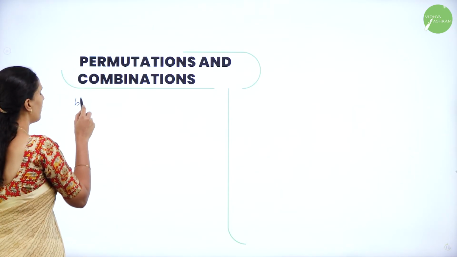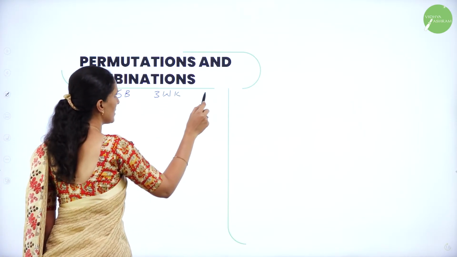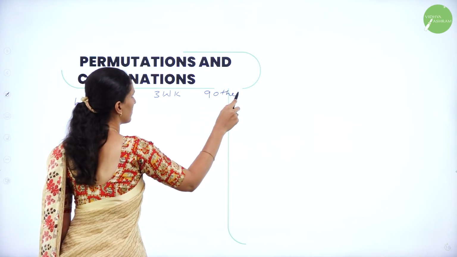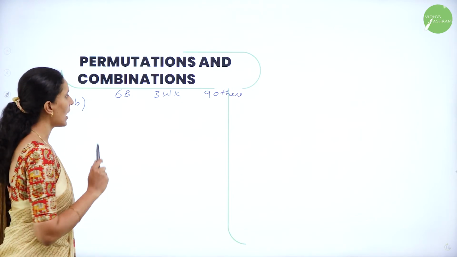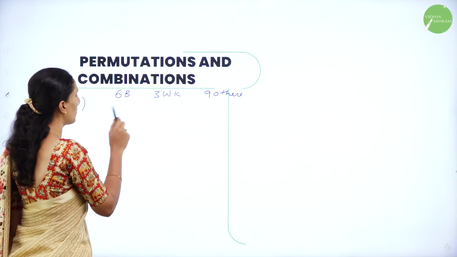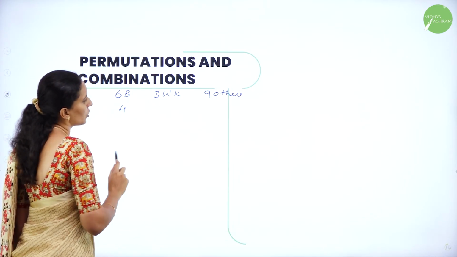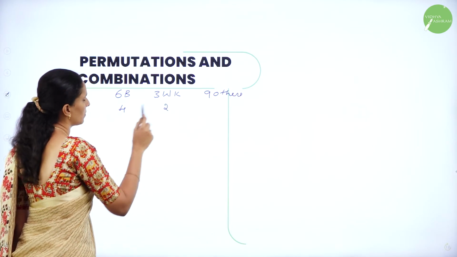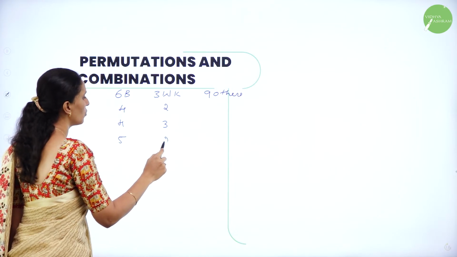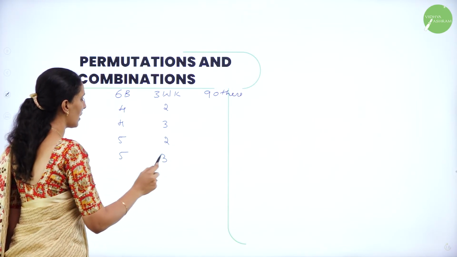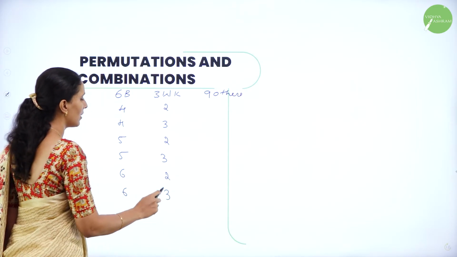Next, they have asked you there must be at least 4 bowlers and at least 2 wicket keepers. So for the second one, let's write we have 6 bowlers, 3 wicket keepers and 9 others. So from that, we need at least 4 bowlers and 2 wicket keepers. At least 4 bowlers means we can have 4 bowlers, at least 2 wicket keepers means minimum 2. 4 bowlers with 2 or 3 wicket keepers, or I have 5 bowlers, 2 wicket keepers, 5 bowlers, 3 wicket keepers, or 6 bowlers, 2 wicket keepers, 6 bowlers, 3 wicket keepers.